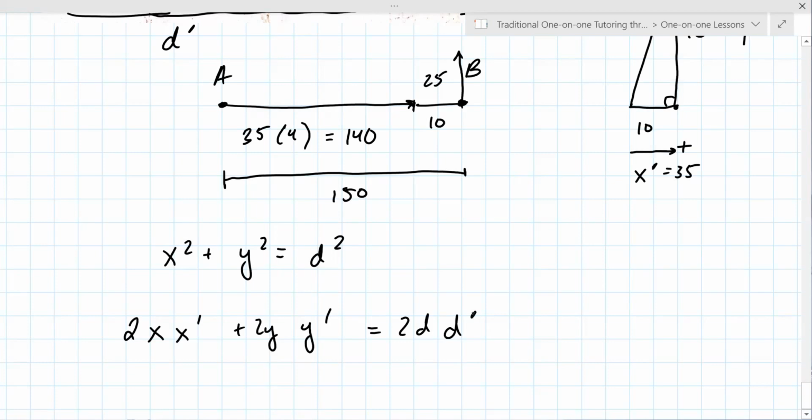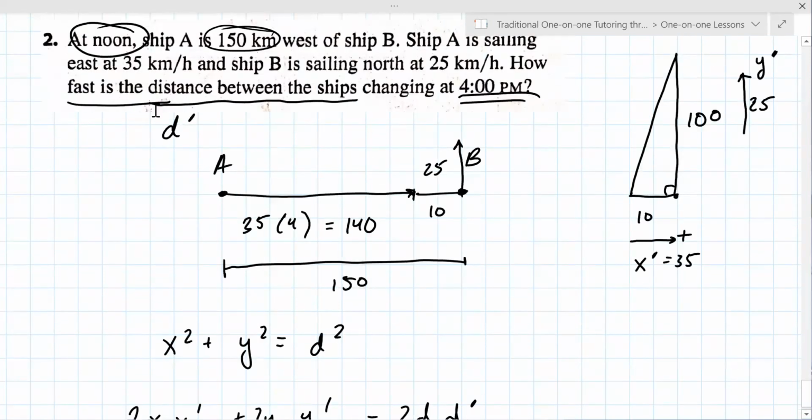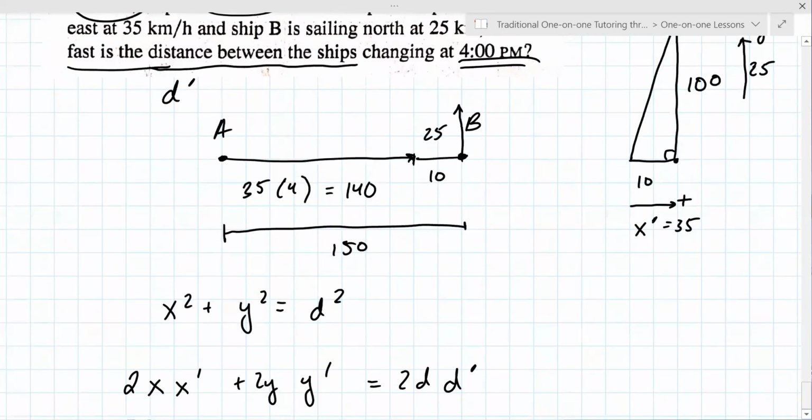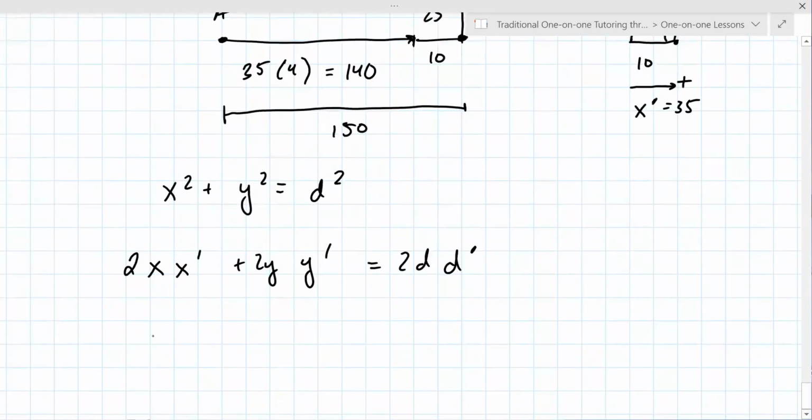Okay. The twos all cancel. What are we solving for? What are we trying to find? What's the question asking for? Looking for D prime. So we've got to solve for D prime. D prime is x, x prime plus y, y prime, over D.